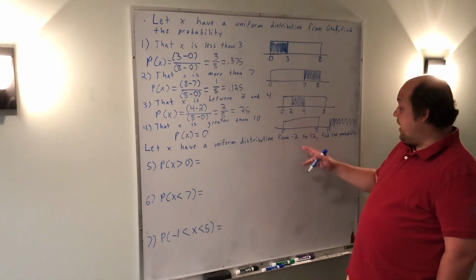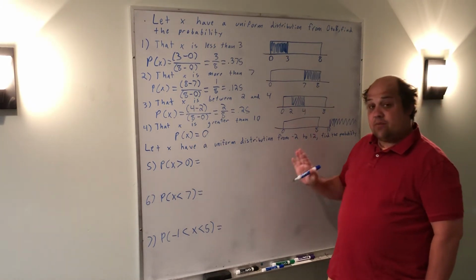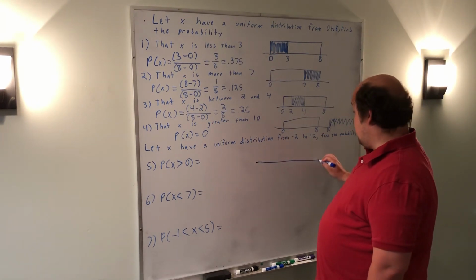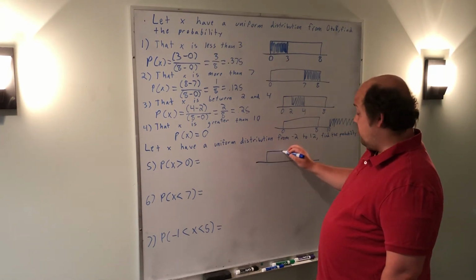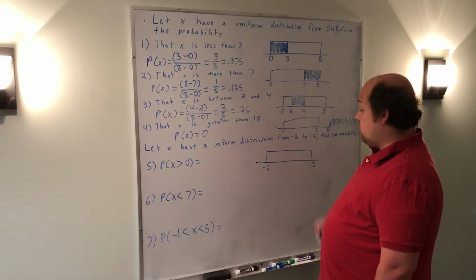Moving on, we have a new uniform distribution in parts 5, 6, and 7. Instead of going from 0 to 8, they tell us that this box goes from negative 2 to 12. That negative is going to be particularly tricky. But really, what we need to do is the same thing we did before. Start by drawing in the box that's created. It starts at -2, goes to 12.